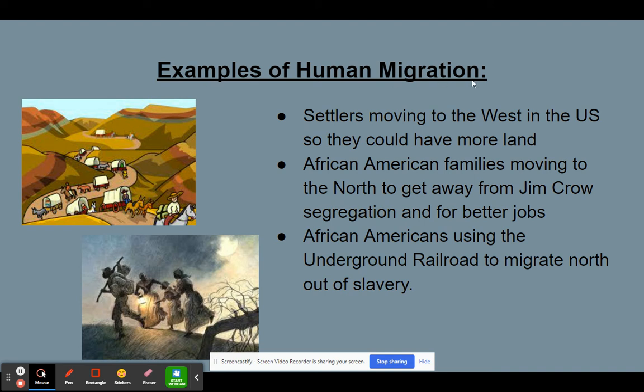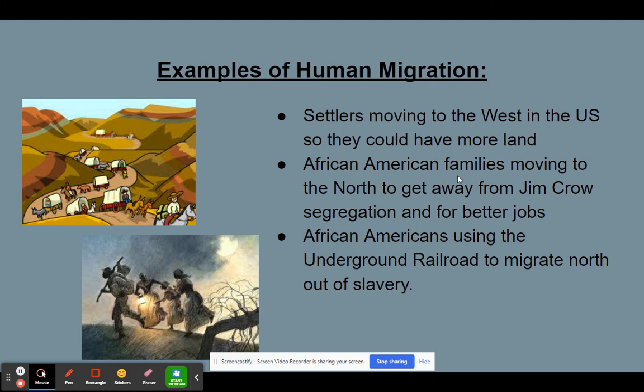So here's some examples of times that humans have migrated or moved just in our own country. They have moved around the United States. Settlers moved to the west in the US so that they could have more land. And this picture kind of shows that here. This happened long ago, but people with their horses and wagons moved further out west so that they could start new lives there, have new land, farmland, build their houses out there. That was an example of human migration.